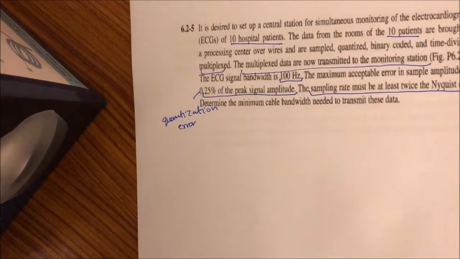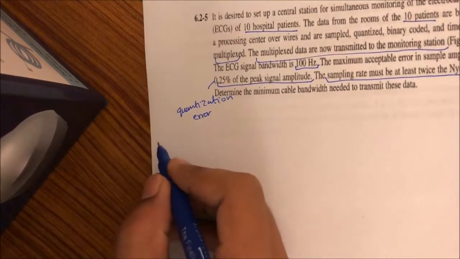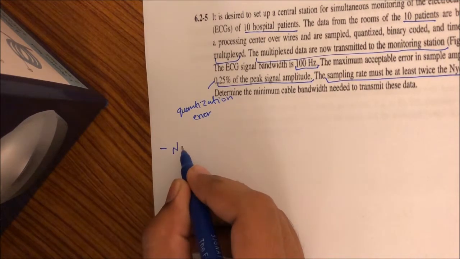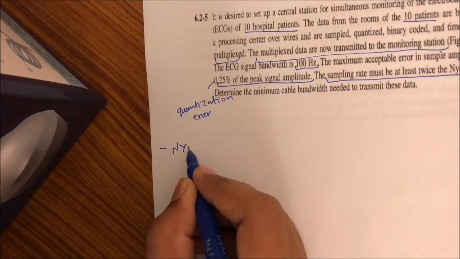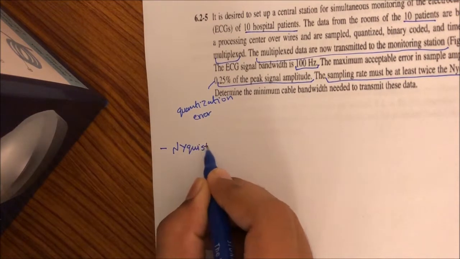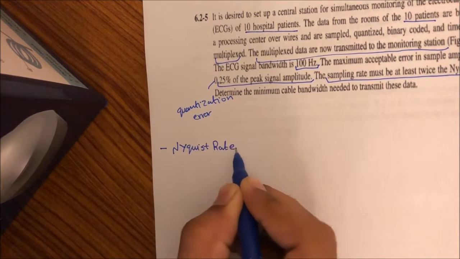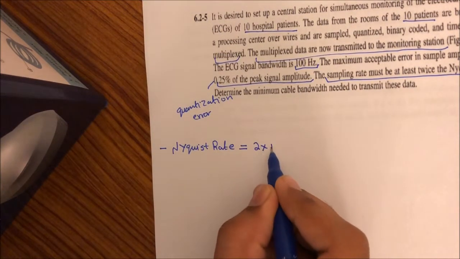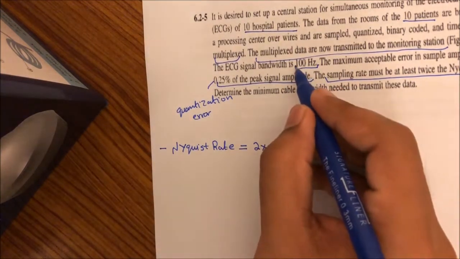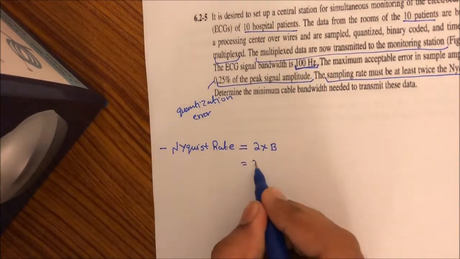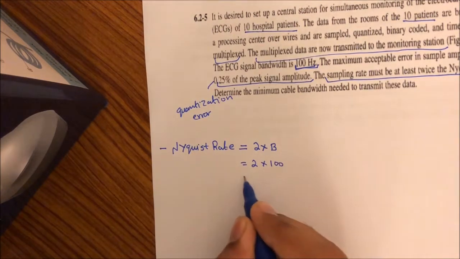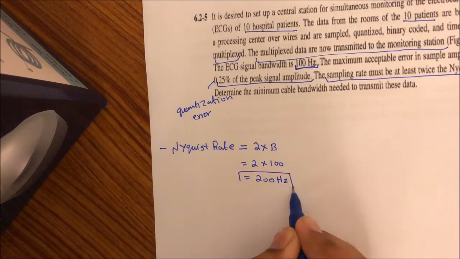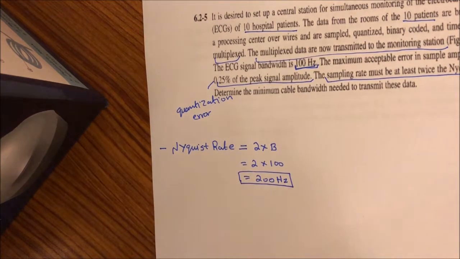So first we'll calculate the Nyquist rate. To calculate the Nyquist rate, it has a very basic formula, that is, it is always twice the bandwidth. The bandwidth is 100 Hz, so multiplying it by 2 will give us the Nyquist rate. That is the samples per second here.